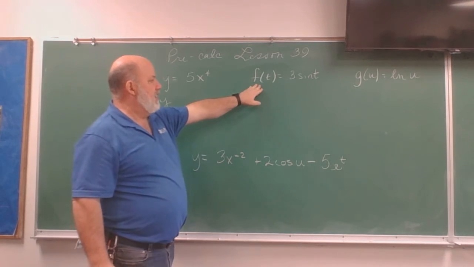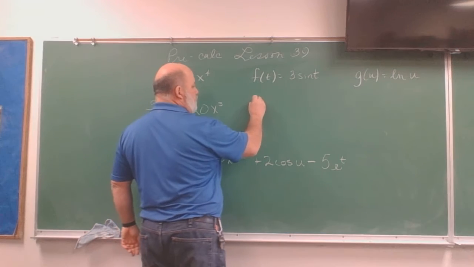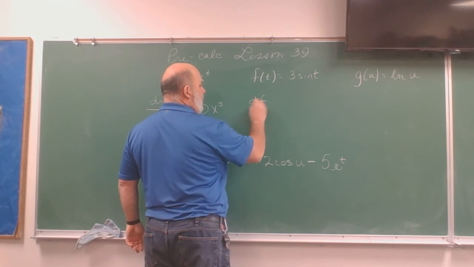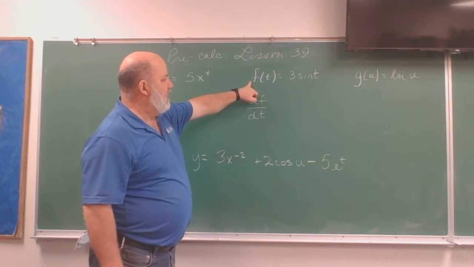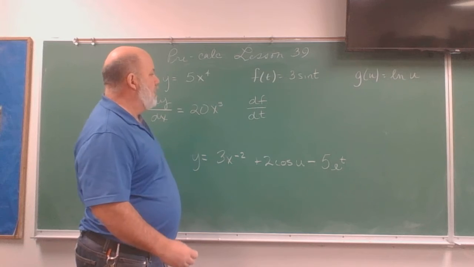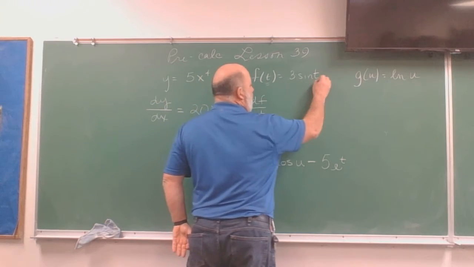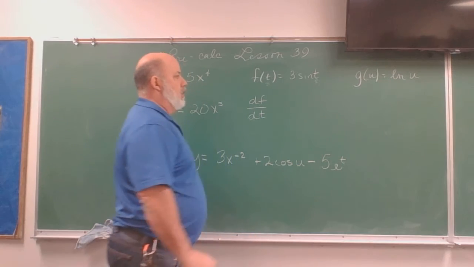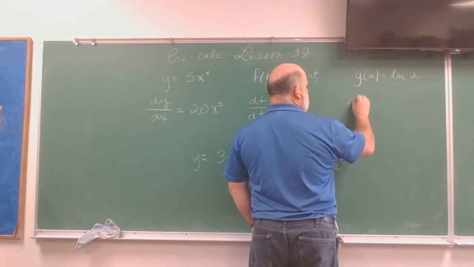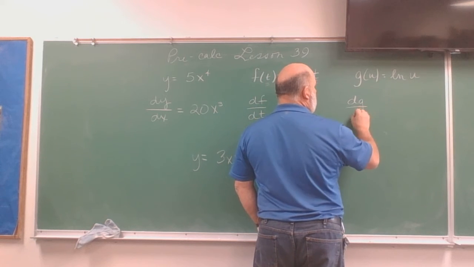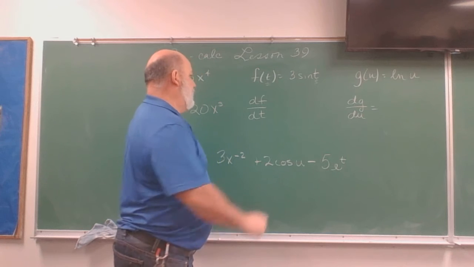If we move to the next one, how do we write that in this form? Well, in this form, it would be the change in f over the change in t, df over dt. By the way, this variable here must be the same as the variable out there. In this third one, it would be dg over du. So let's see what each of these equals.